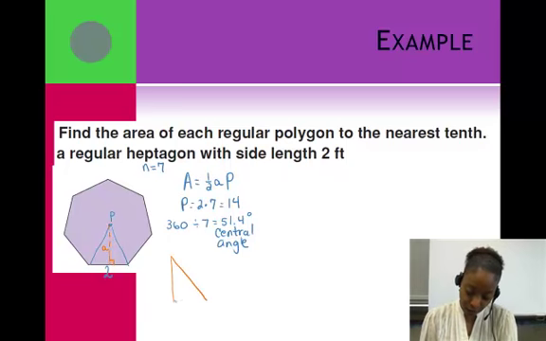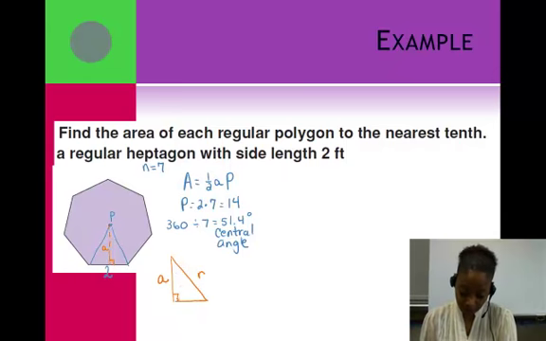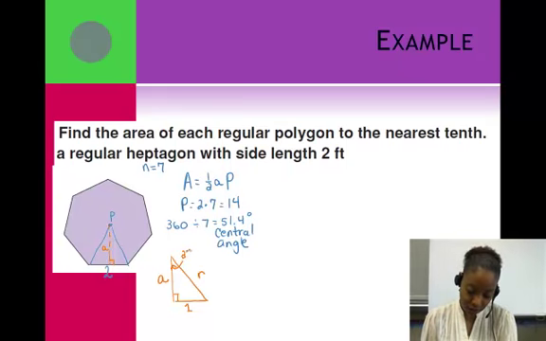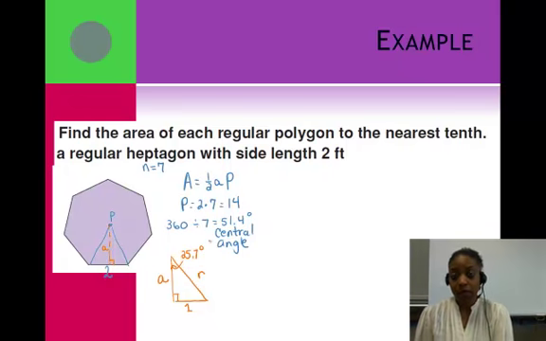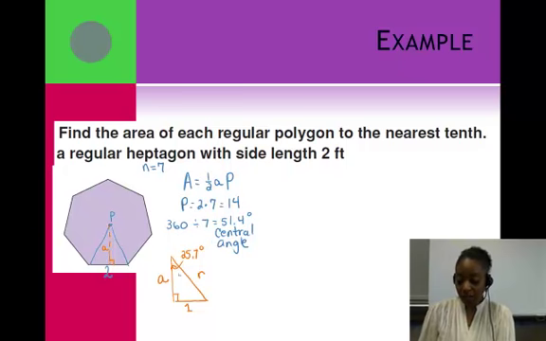I'm just going to reiterate what that right triangle is. This is my radius. This is my apothem. This is perpendicular. This side length now, because the whole side length is 2, this side length is 1. And I know that this angle is 25.7 degrees. So now using all of that information, I can find my apothem. If I do opposite and adjacent, if I do tangent, I can find my apothem. We don't need to find the radius.